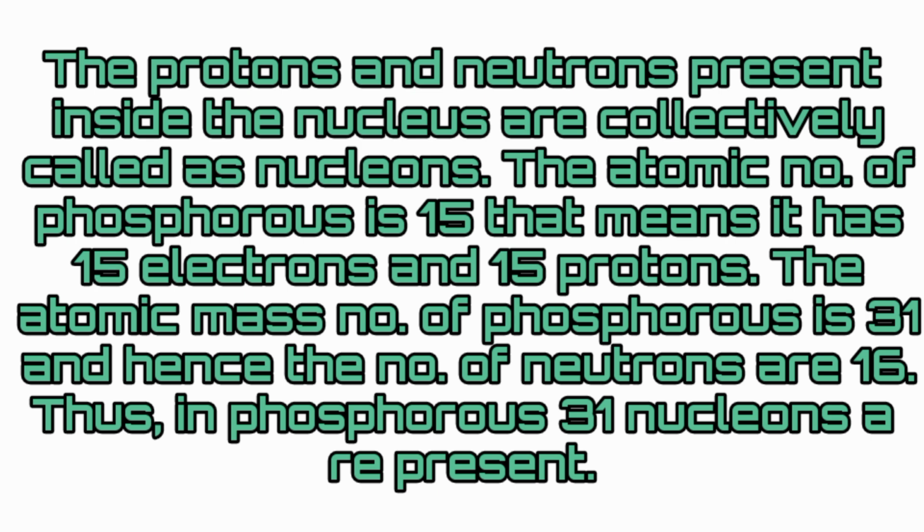The atomic number of phosphorus is 15, that means it has 15 electrons and 15 protons. The atomic mass number of phosphorus is 31 and hence the number of neutrons are 16. Thus in phosphorus 31 nucleons are present.